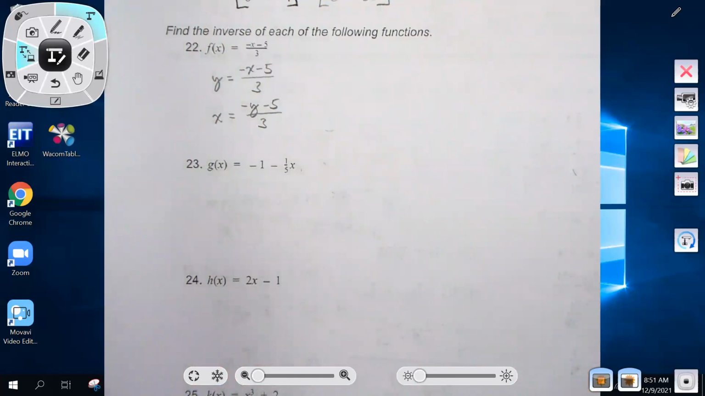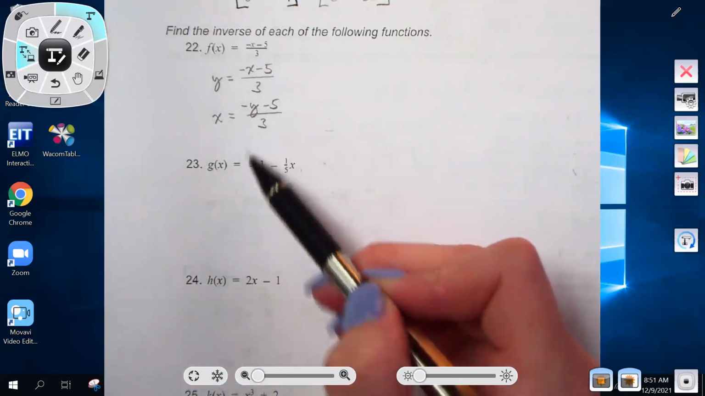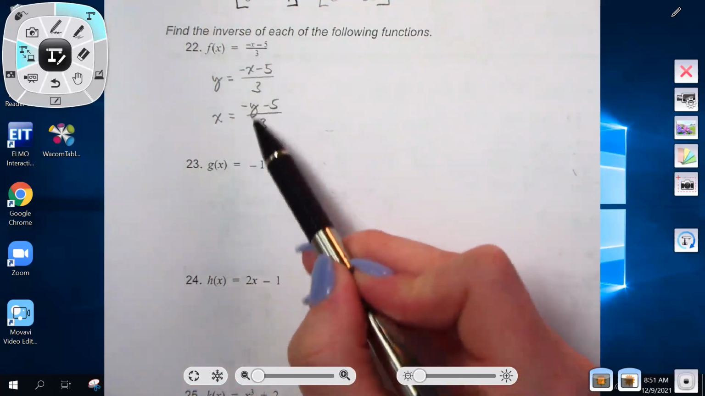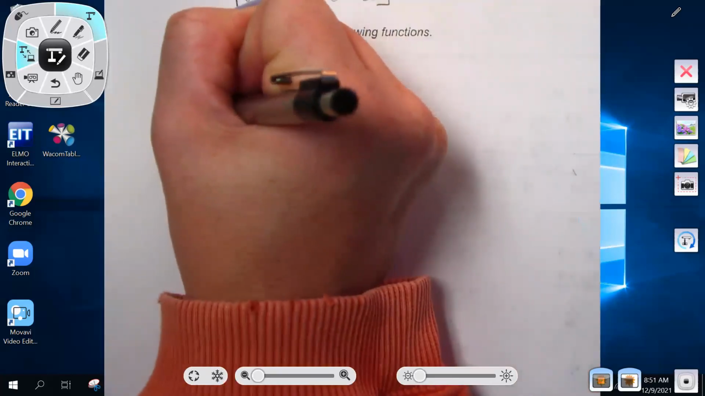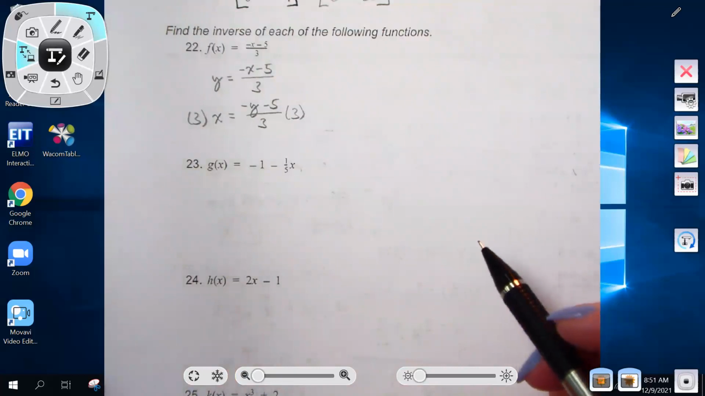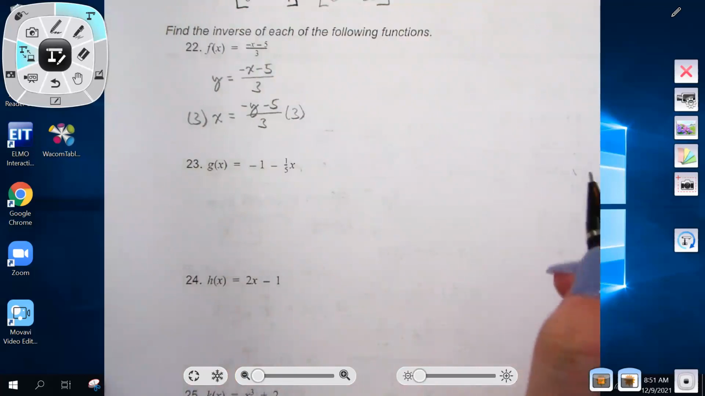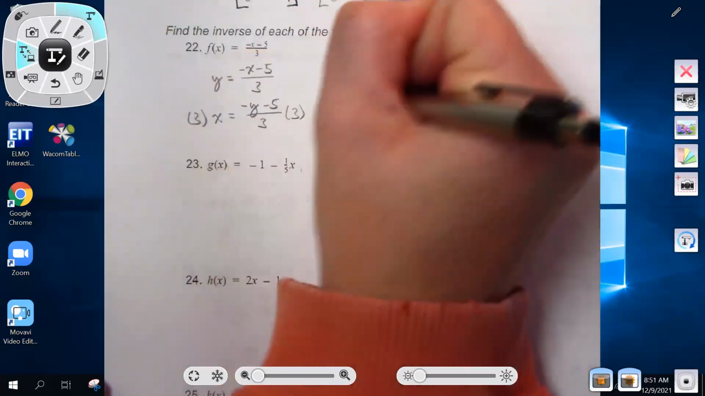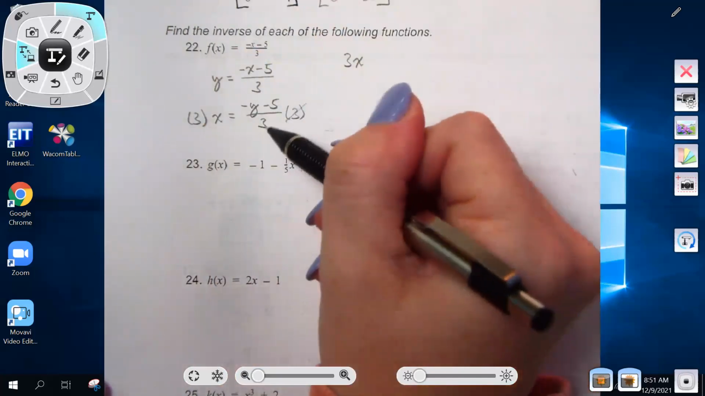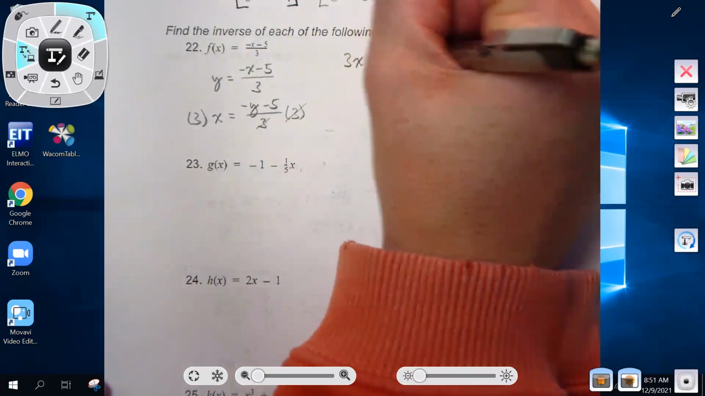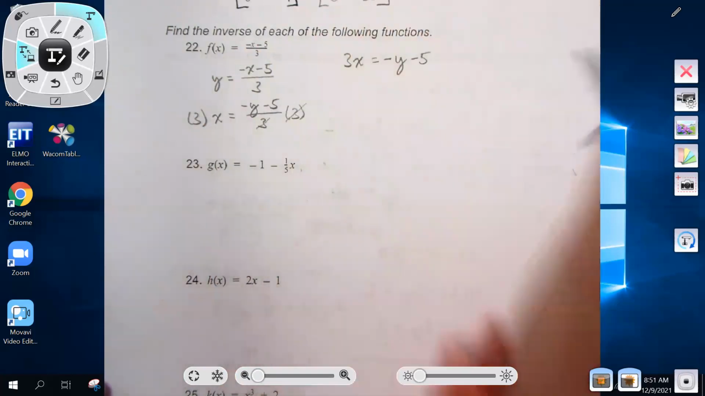After you've done that, now you're just working to get this y by itself. So we need to first get rid of this fraction. To get rid of a fraction, you multiply both sides by the denominator. So 3 times x is 3x. The 3's cancel out over here and leave us with negative y minus 5.